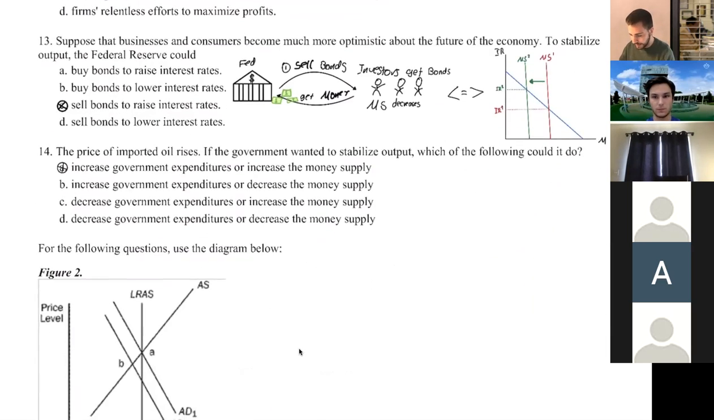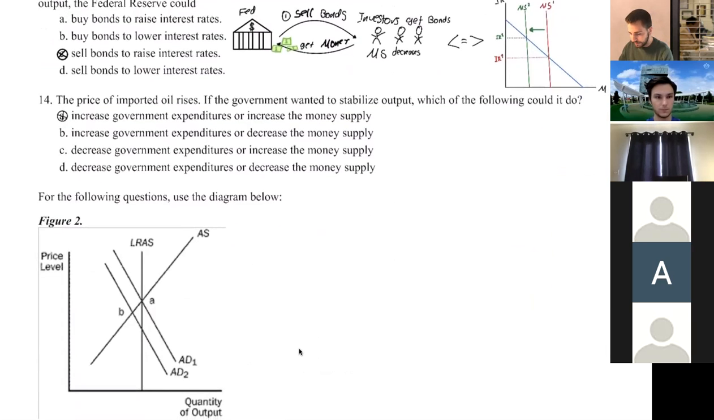Number 14, the price of imported oil rises. The government wanted to stabilize output. Which of the following could it do? Increase government expenditure to increase the money supply. I talked about it. Expansionary fiscal policy. Increasing government spending means kind of getting the economy going.